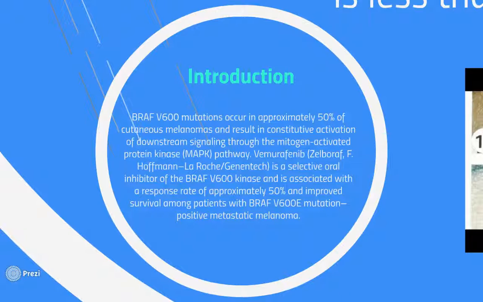constitutive activation of downstream signaling through the mitogen-activated protein kinase pathway. Vemurafenib is a selective oral inhibitor of the BRAF V600 kinase and is associated with a response rate of approximately 50% and improved survival among patients with BRAF V600E mutation-positive metastatic melanoma.